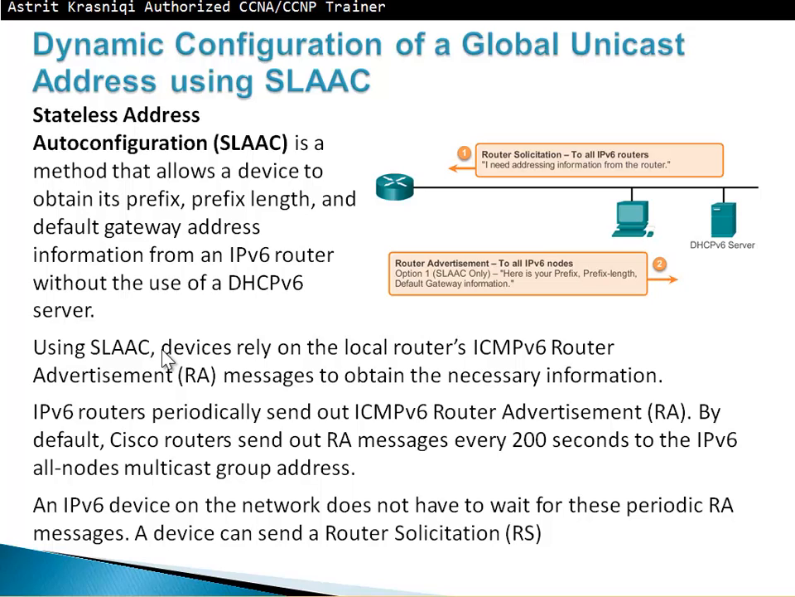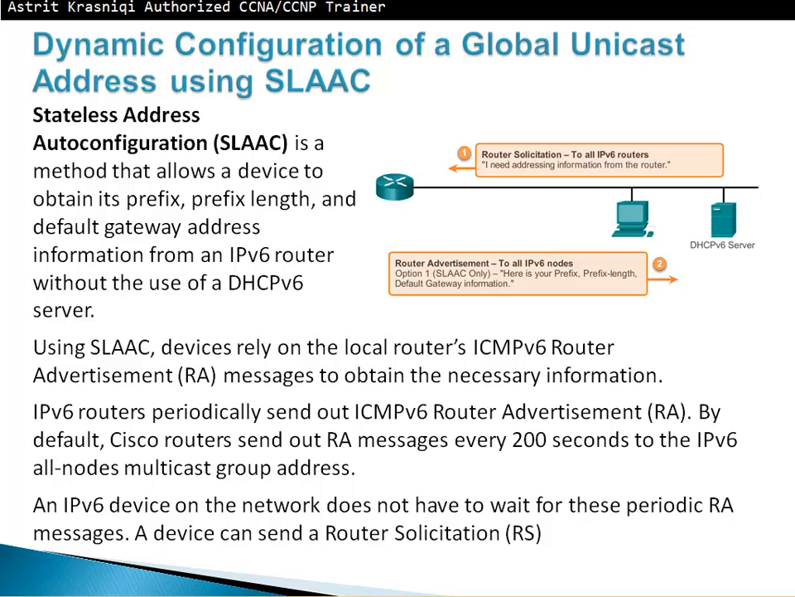Dynamic configuration of global unicast address using SLAAC. That stands for Stateless Address Autoconfiguration, which is a method that allows the device to obtain its prefix, prefix length, and default gateway address information from an IPv6 router without the use of a DHCPv6 server. So a client machine will assign itself a global unicast IPv6 address without the help of a DHCP server.